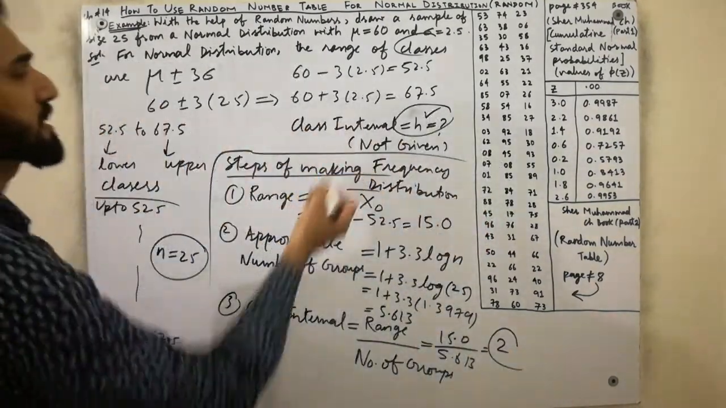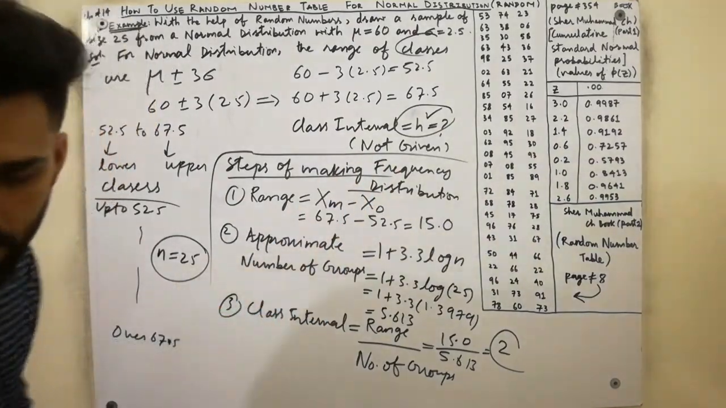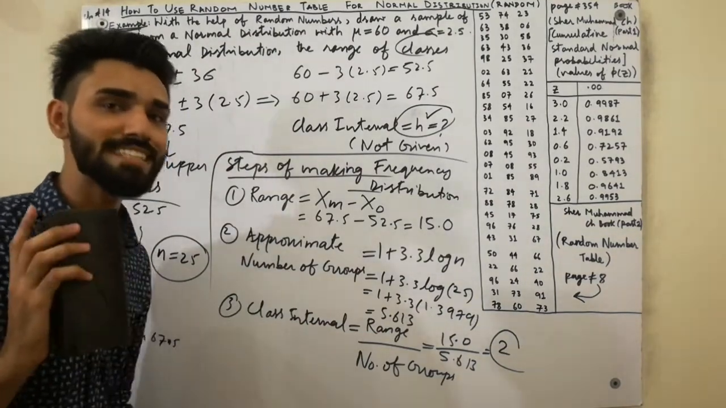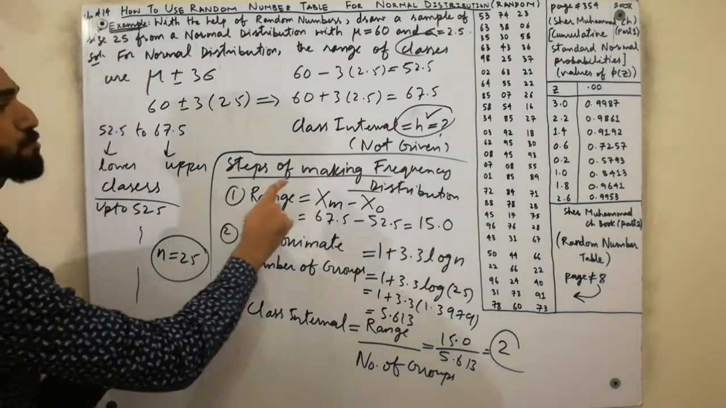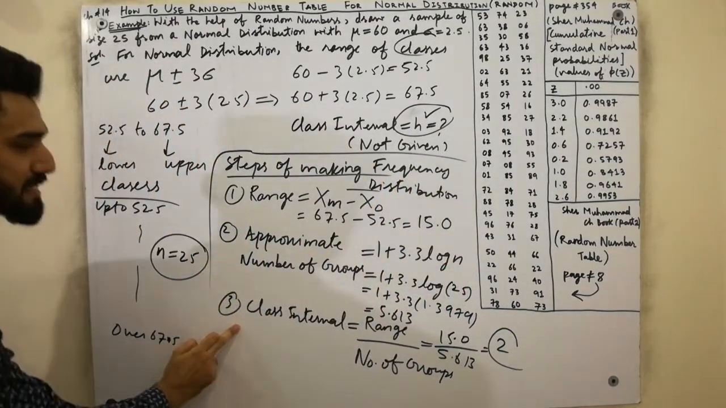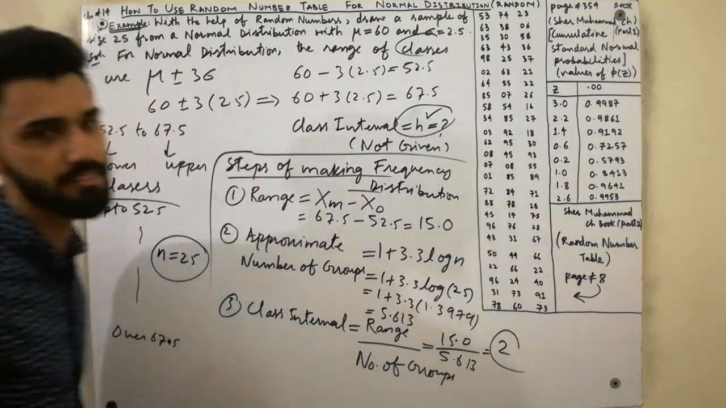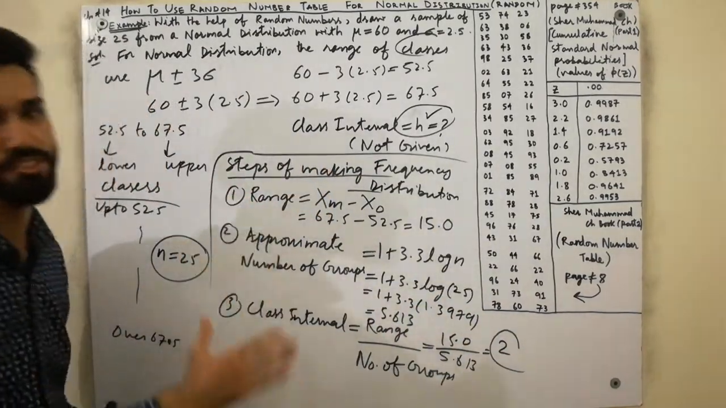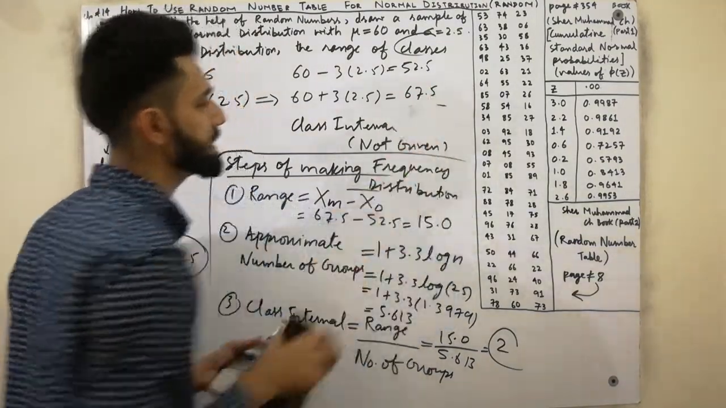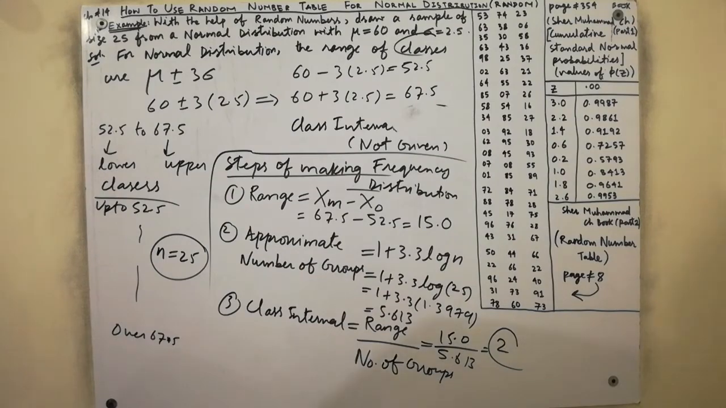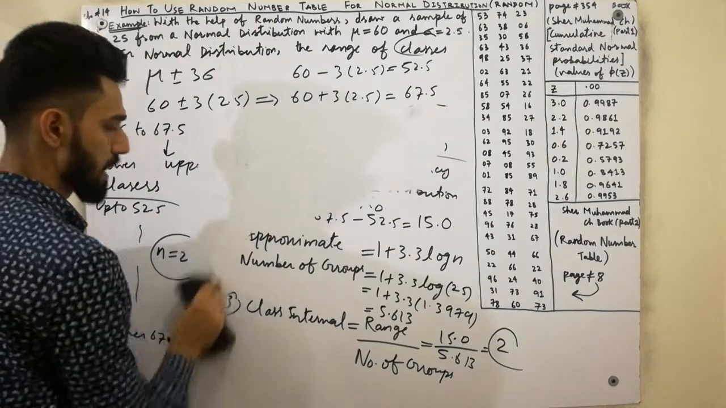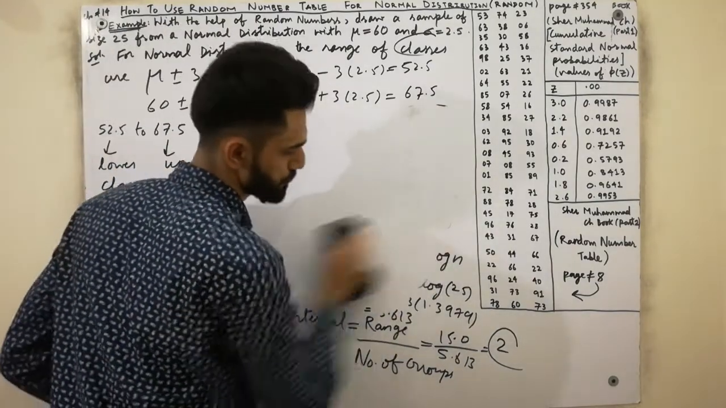So we have the class interval, and I have calculated it here. You must remember that when we make a frequency distribution, the steps are range, approximate number of groups, and class interval. From that, I have calculated the class interval. I hope you have a clear concept of that. The class interval is 2.